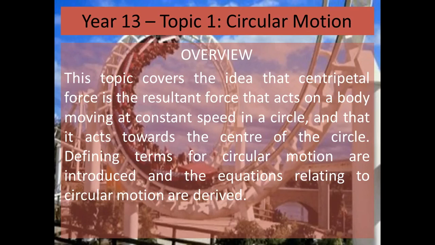We're starting the Year 13 course with Topic 1 on circular motion, which looks at objects being pulled into a circular path by a force that acts towards the centre, what's known as a centripetal force. Now, this is different from linear motion, where an object travelling in a straight line might have constant velocity. Because velocity is a vector, anything travelling in a circle has constantly changing velocity because it's constantly changing direction. So therefore, it needs other equations in order to calculate what's happening.